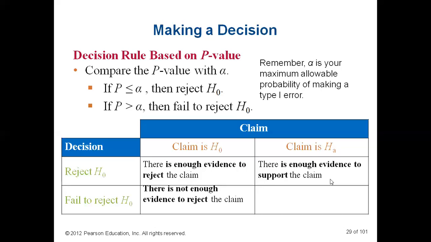Claim is HA and we reject H0. So obviously there is enough evidence to support this claim, so there is no error. But if claim is HA and we are rejecting HA, accepting H0, again this is type 2 error.